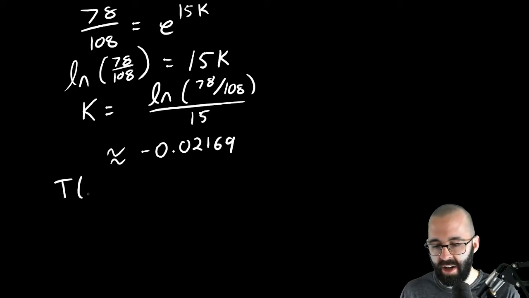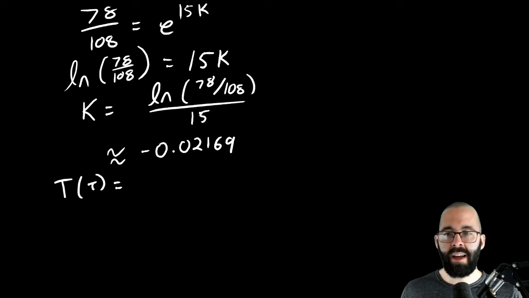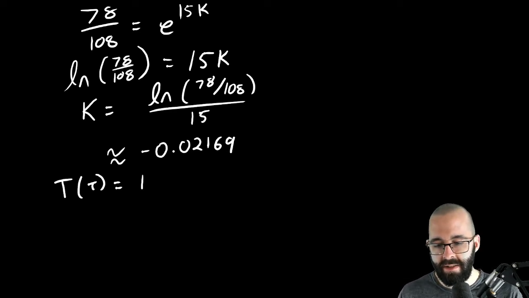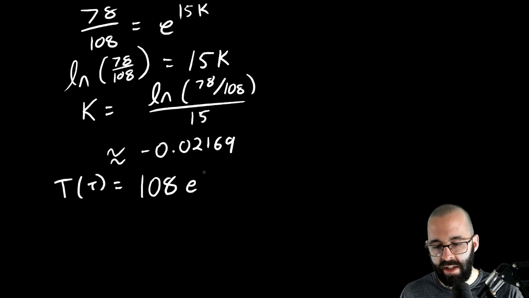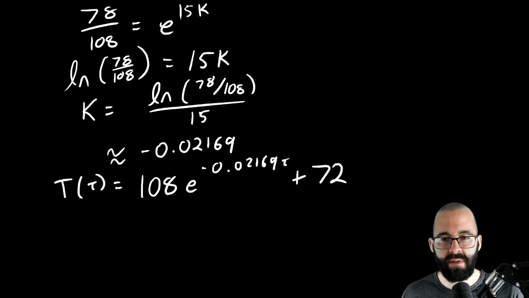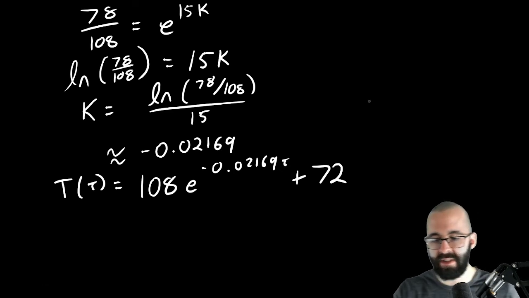So we have our formula. Our answer for part A is: the temperature of this cup of coffee after t minutes is 108 e to the k times t, plus the ambient temperature of 72 degrees. Let's see what that looks like on Desmos.